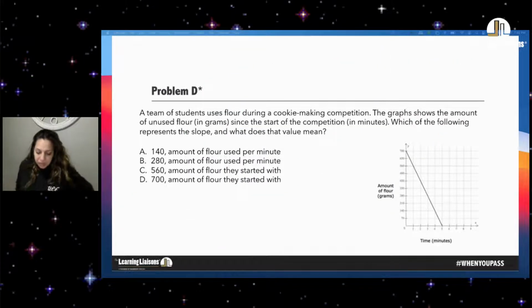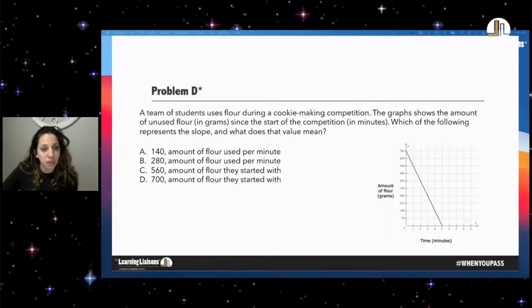All right. A team of students uses flour during a cookie making competition. The graph shows the amount of unused flour in grams since the start of the competition in minutes.